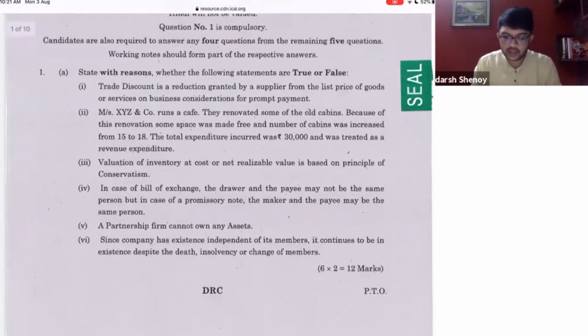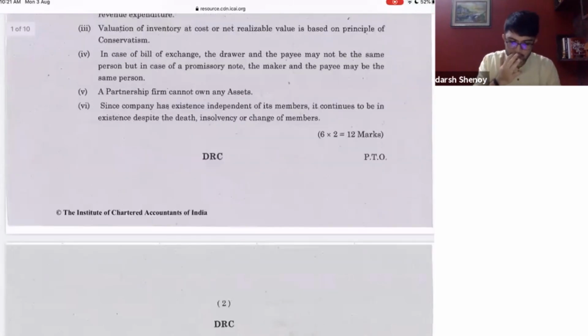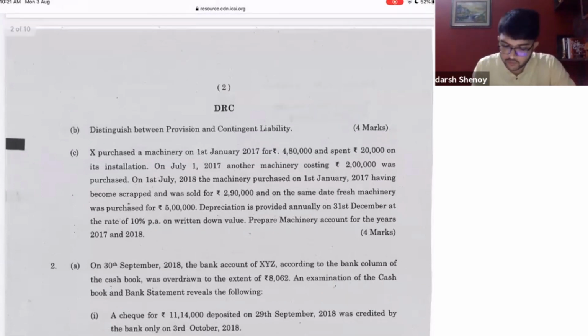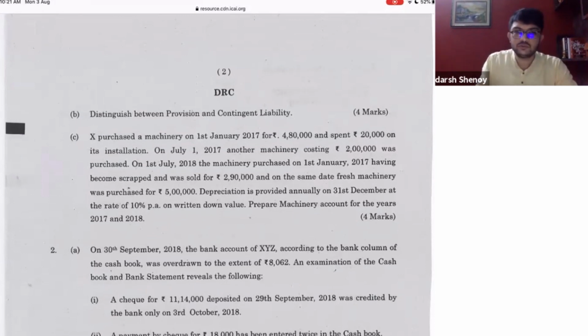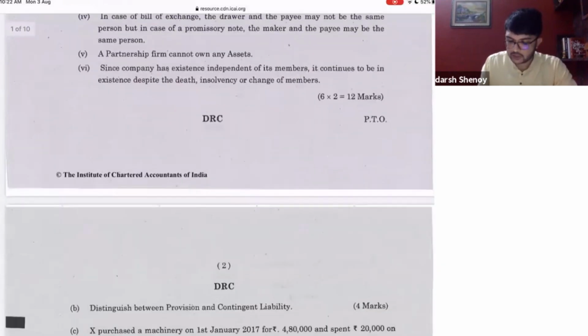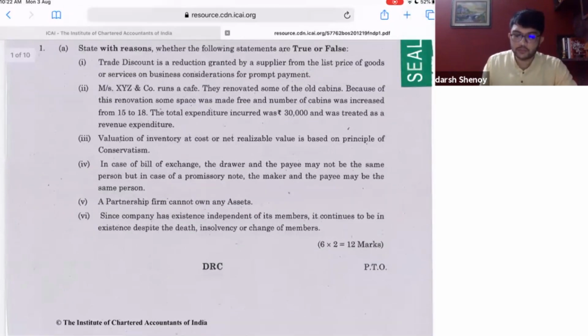They will split it into different questions. For example, in 1A, the first question, you will notice, first there are true or false questions. This is going to come in your exams also. 6 true or false questions are asked, 2 marks each, compulsory. You have to attempt each of these questions. Then you have one theory question from the first chapter, the theoretical framework, for 4 marks. And then another question, from depreciation, for 4 marks. So 12 marks plus 4 marks plus 4 marks, 20 marks is the compulsory question.